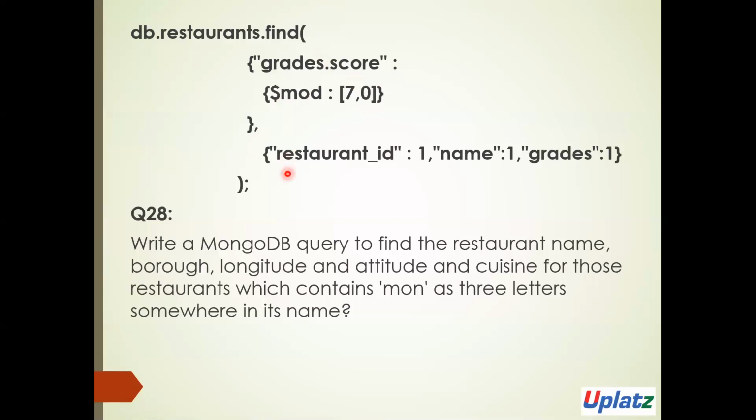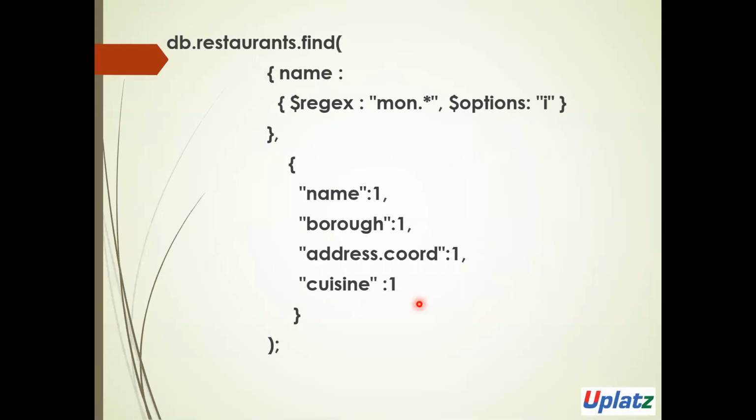So the next question is, write a MongoDB query to find the restaurant name, borough, longitude, latitude, and cuisine for those restaurants which contain 'mon' as three letters somewhere in the name. So somewhere in the name, I'm using the regex operation. The options operator I have used for case insensitivity. So either capital or small, it will ignore the case if you use this.